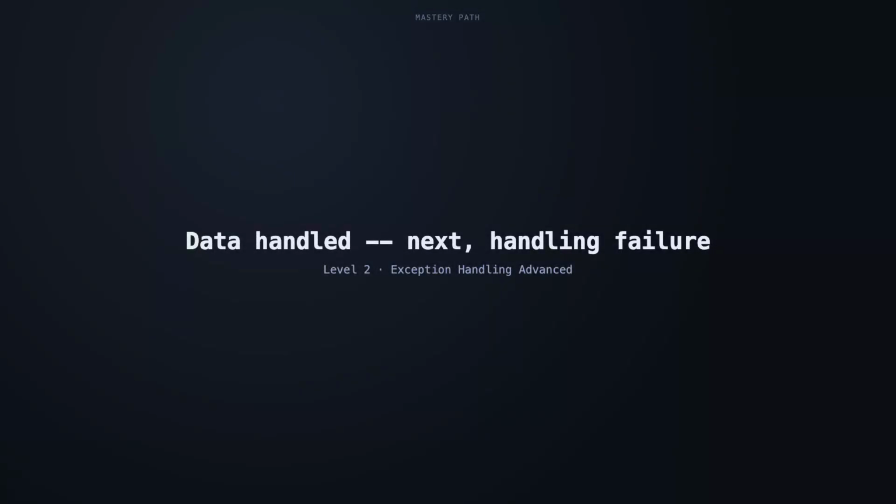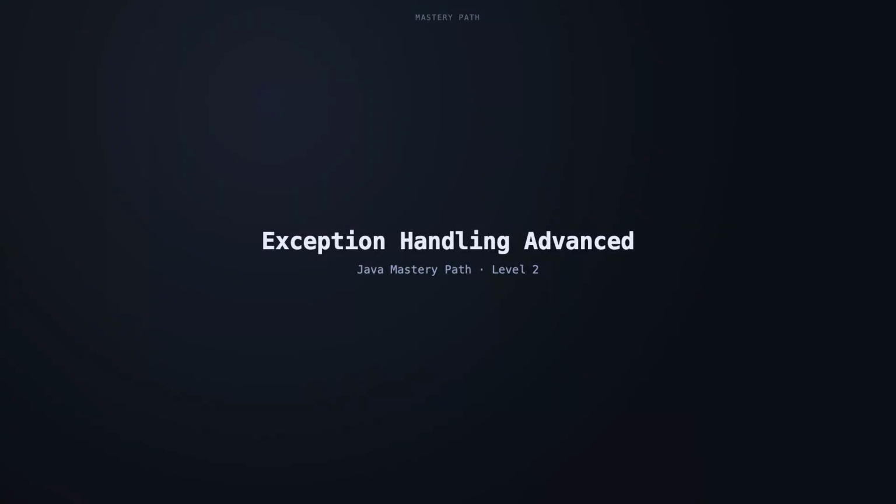Streams make the happy path elegant, but real programs also fail, and Level 2 finishes by making sure your error handling is just as solid as your data processing. We close with the exception patterns that separate hobby code from production code: custom exceptions, chaining, and try-with-resources.